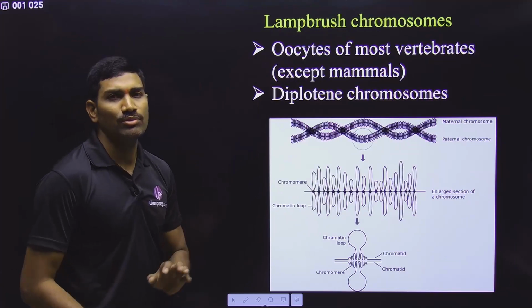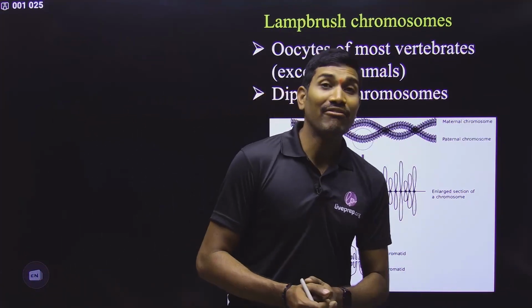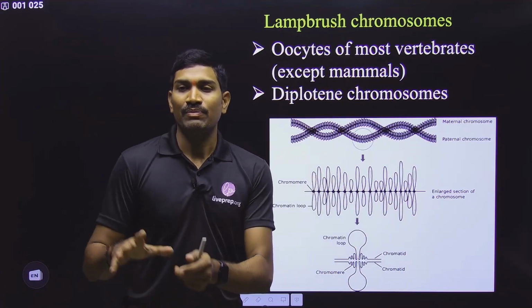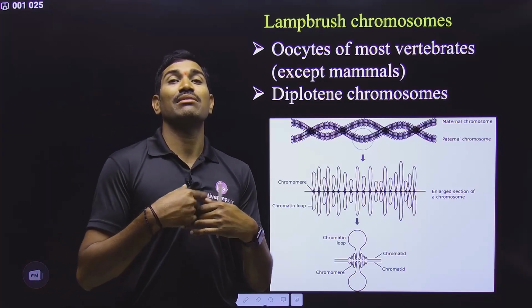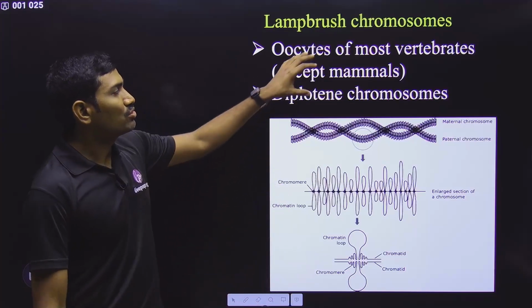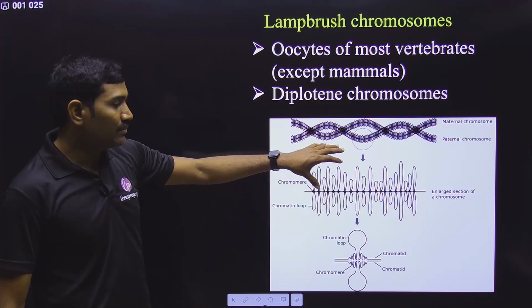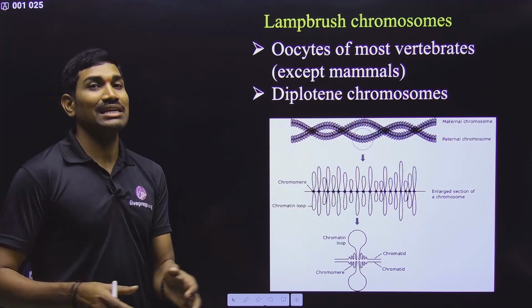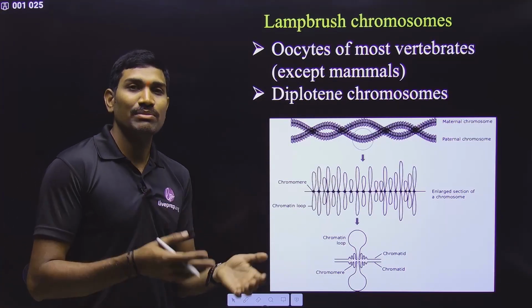Next one, lampbrush chromosomes. Generally in the oocytes of amphibians, already we studied, no? The diplotene stage is arrested for several months and years. Generally in the case of amphibians, since it is arrested for a longer duration, for that much duration the cell has to survive. So it has to produce some RNA and protein.